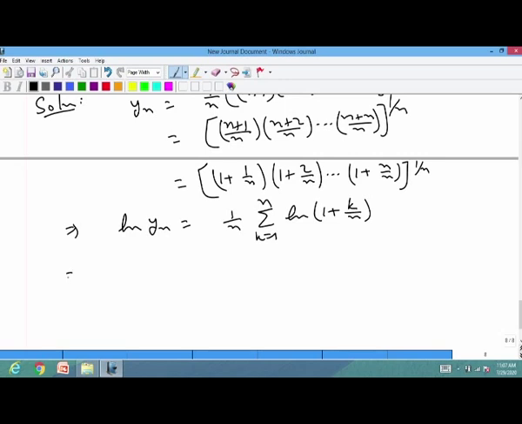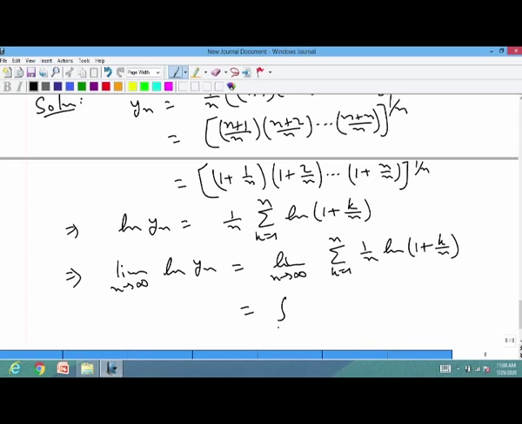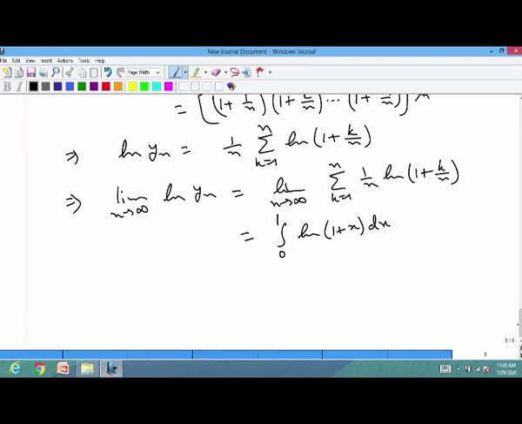So, this implies the limit as n tends to infinity of log y_n is equal to the limit as n tends to infinity of the summation of 1 by n times log of 1 plus k by n, which is equal to the integral from 0 to 1 of log of 1 plus x dx. This we can easily evaluate. So, we can integrate by parts here.